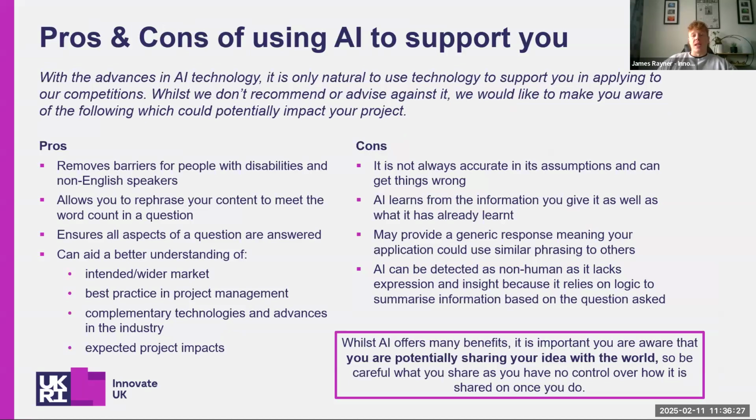Now, when preparing your application, it is very important that I share with you some things that you should consider if you are planning to use artificial intelligence to support you. Innovate UK does not endorse or oppose the use of AI technology. However, we are seeing an increase in the use of AI in applications. So it is necessary that you do your own research as to whether this is the right tool for you and consider the pros and cons of using this technology. If you do use it, Innovate UK does not accept any responsibility for any impact on your idea. Whilst AI does offer many benefits, it is important that you are aware that you are potentially sharing your idea with the world.